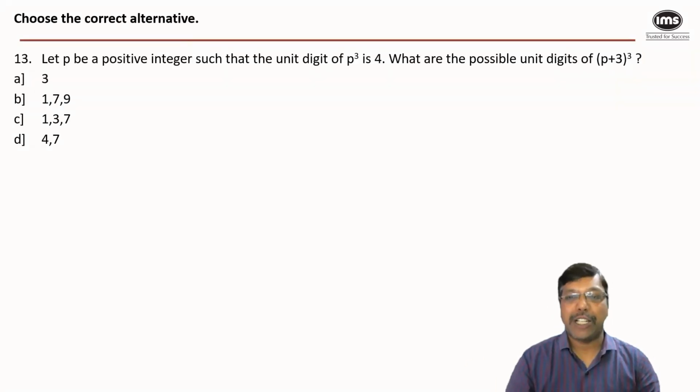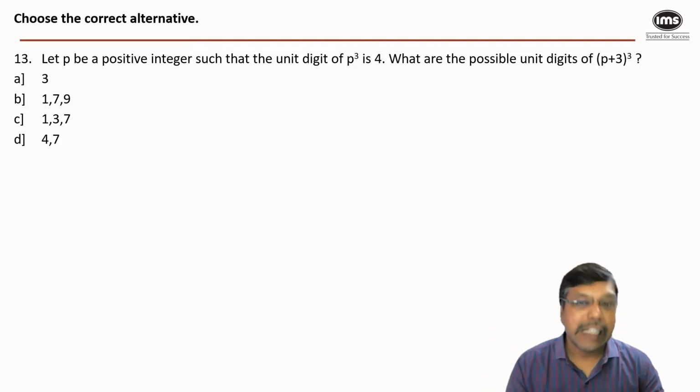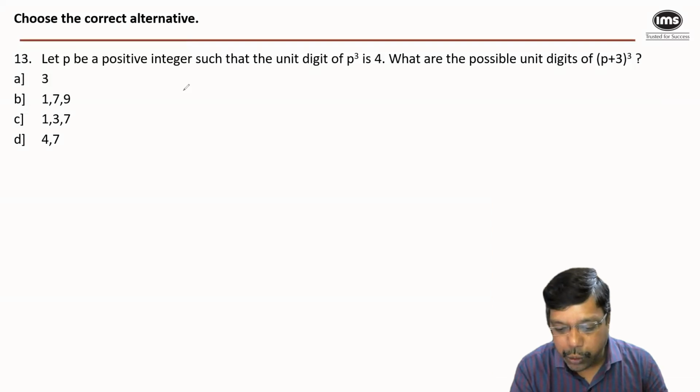Now, let's see the question number 13. One of the easiest questions in terms of the concept involved, it's based on the basic concept of units digit of a number raised to a power. So let us see how to answer this question. P is a positive integer, which means a natural number. And it seems the units digit of P cube is 4.